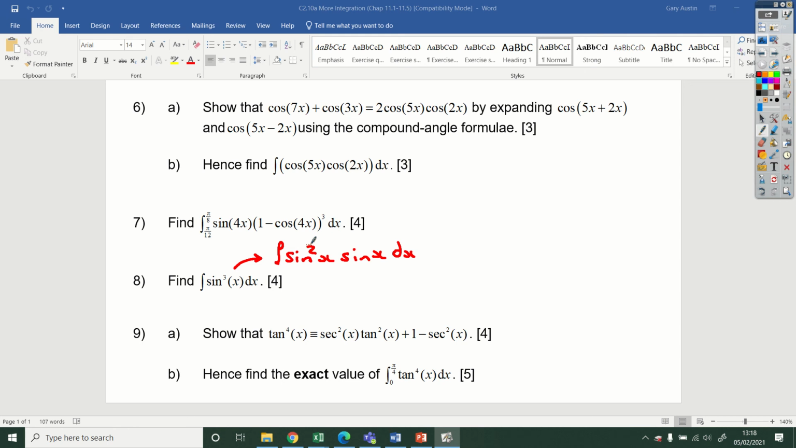Then I guess you might want to do integration by parts. I think you could probably get an integration by parts to work on this. However, if you want to proceed in the way that I would do it, I would then change sine squared into 1 minus cos squared.